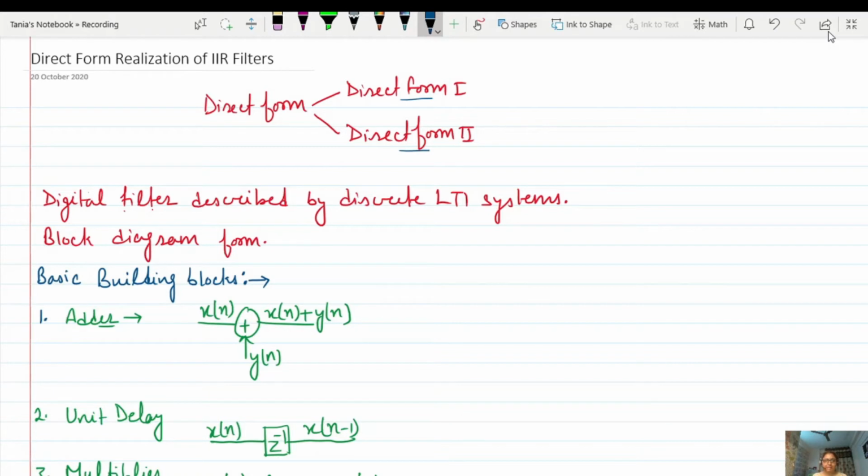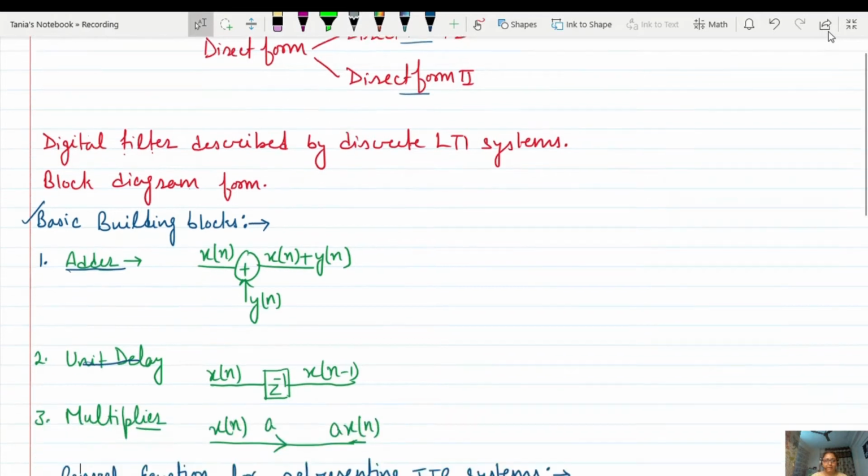It might be represented in a block diagram form. The advantage of representing it in a block diagram form is that it is very easy to visualize, and we can very easily understand our hardware requirements. Now, what are the basic building blocks of our system? For the realization of a system, there are three basic blocks. First one is the adder, second one is the unit delay element, and third one is the multiplier.